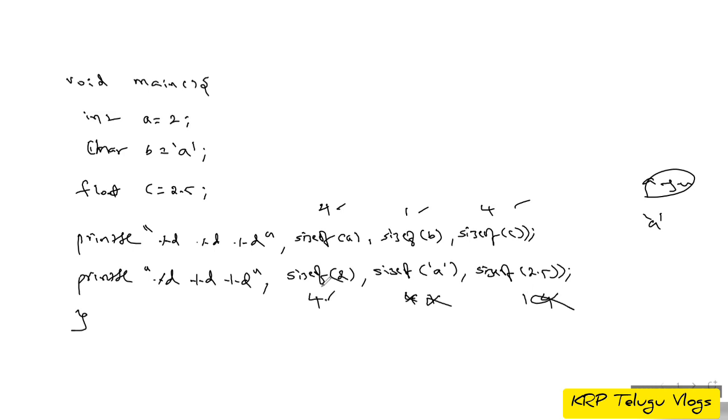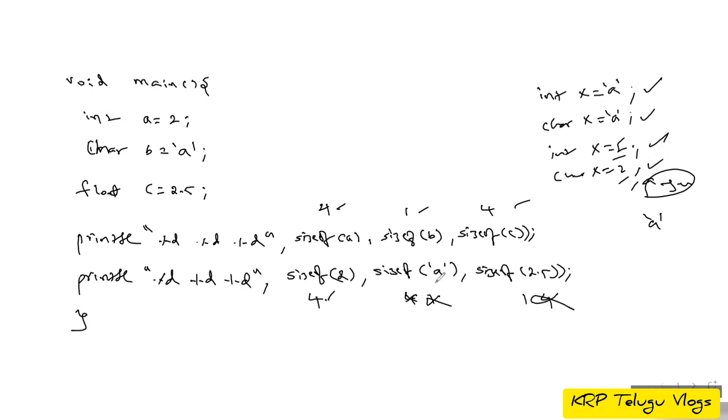Sizeof a, where a is a character. So I can give int x equal to a, or character x equal to a. This will occupy only 1 byte of memory, and this will occupy 4 bytes of memory. So I can give int x equal to 2, character x equal to 2 also. This will occupy 1 byte, that one 4 bytes, but both values are the same. Is that clear?